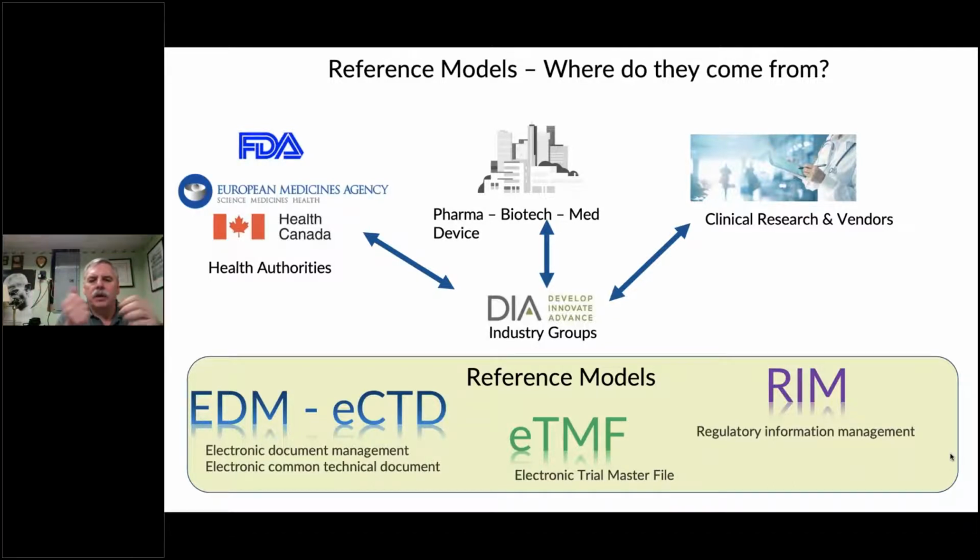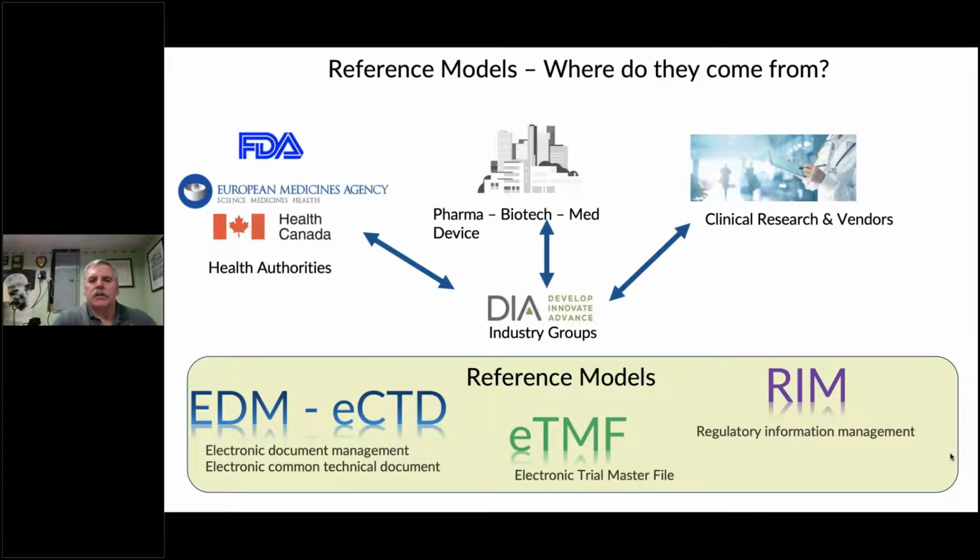And where do these reference models come from? Well, DIA is the Drug Information Association. This is an industry group that ties into the health authorities and to each of the pharma, biotech, and med device companies, as well as a lot of clinical research organizations and some of the vendors. Our goal is to work together as a group of people in an industry to say, how can we pull these things together? How can we put something out there that becomes a place for people to start with?